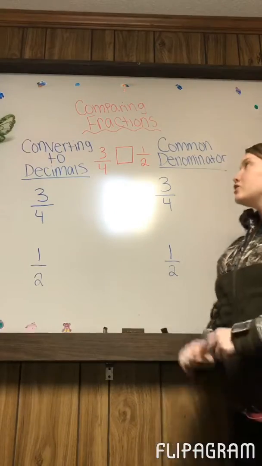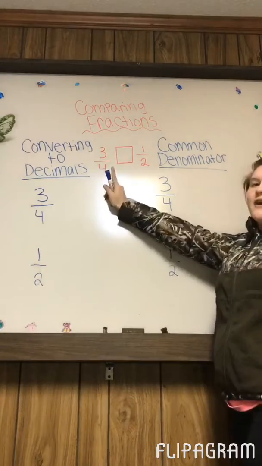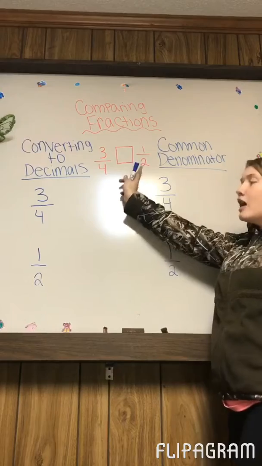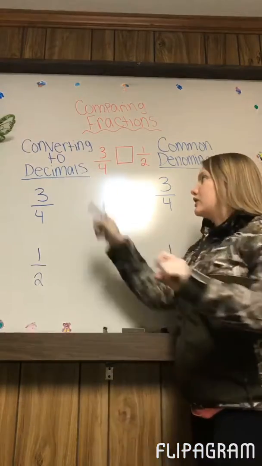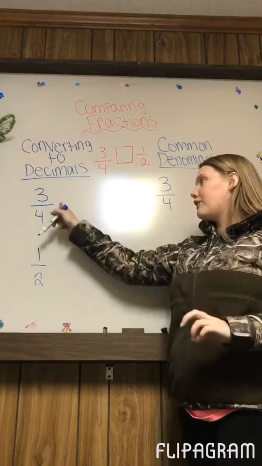Alright class, so today we're going to compare two fractions by using two different methods. We're going to compare the fractions 3/4 and 1/2 by first converting them to decimals. This is our method number one. So in order to do this one, we're just going to do 3 divided by 4.